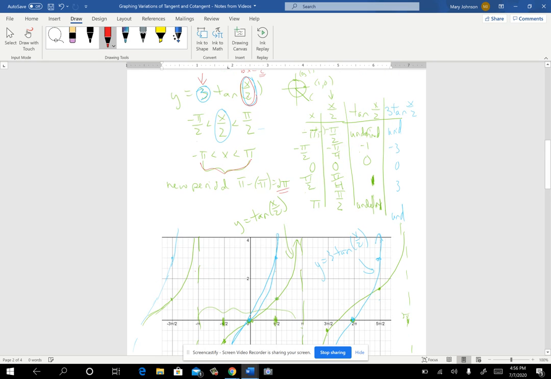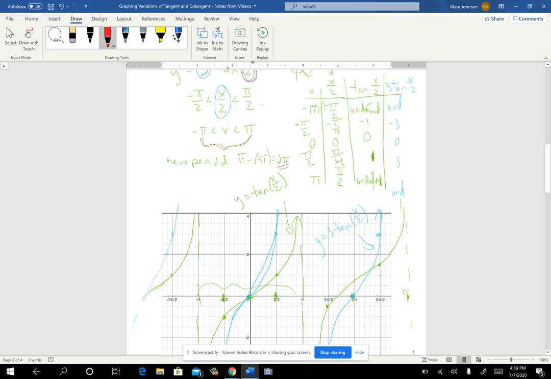And then the number out in front, the 3, took every output and just made it 3 times as far away. So it didn't shift the whole graph up. It just made each output 3 times further away from the x-axis.